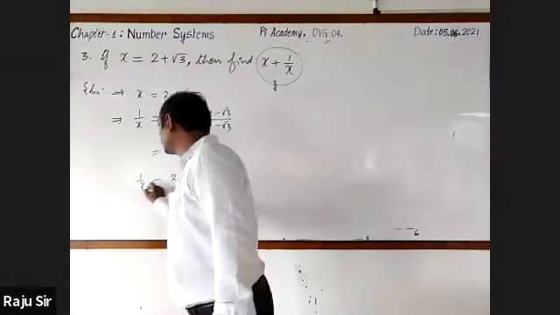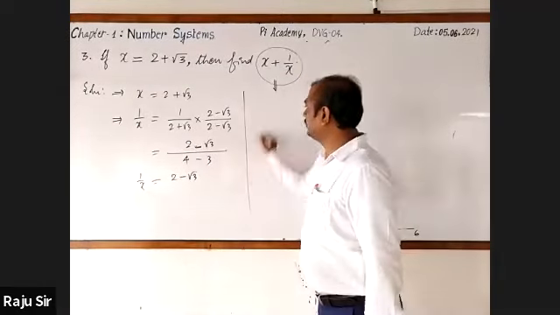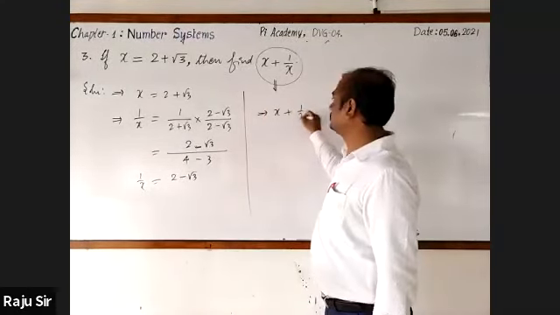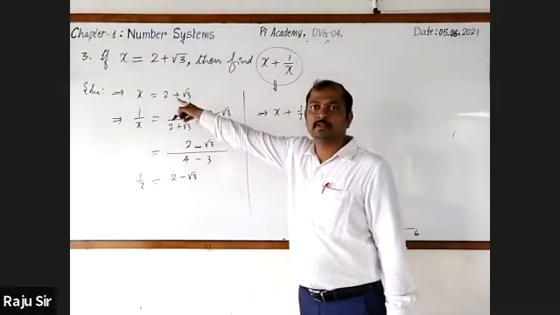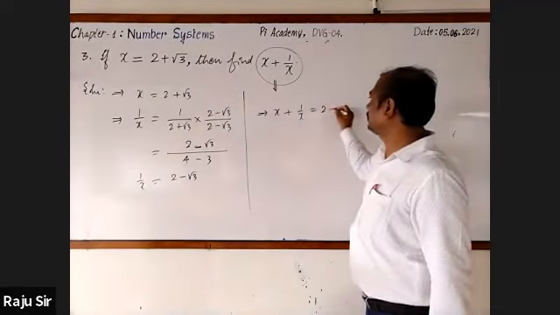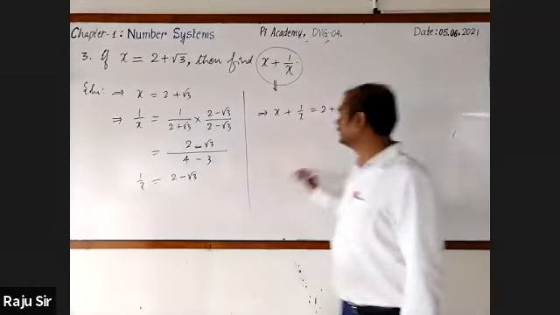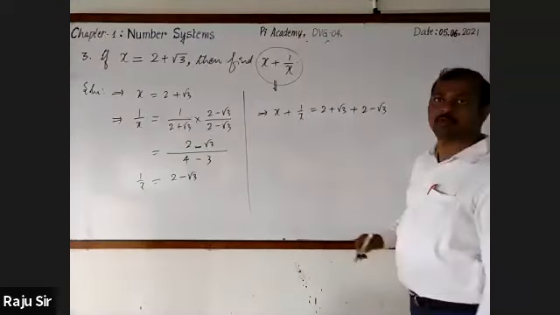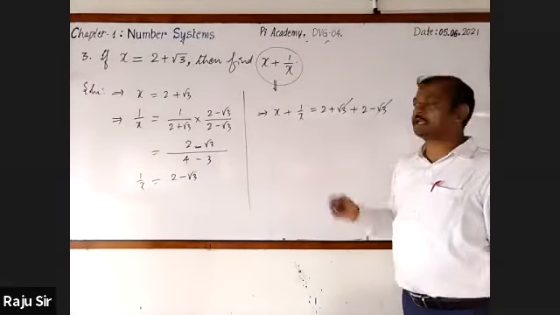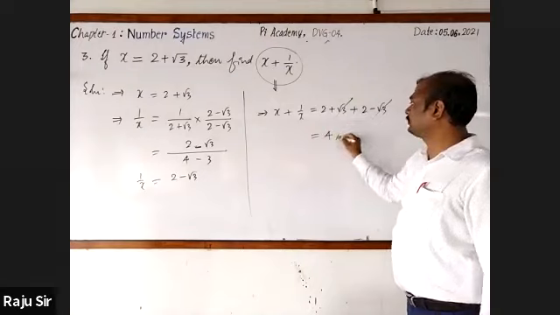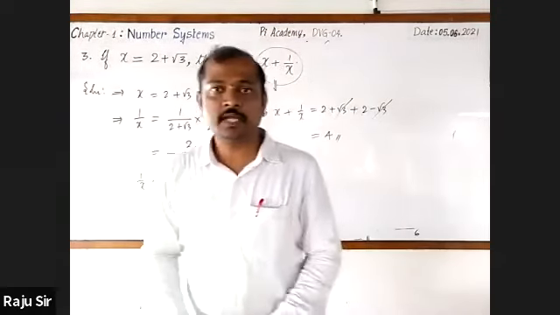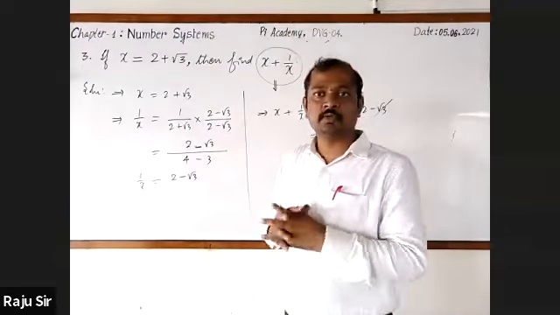1 by x value is found. Then we have to find out x plus 1 by x. X is 2 plus root 3, plus 1 by x, we have found out, it is 2 minus root 3. So minus root 3 plus root 3 get cancelled. 2 plus 2 is 4. Did you understand? Yes, sir. This type of question was also given in the examination.